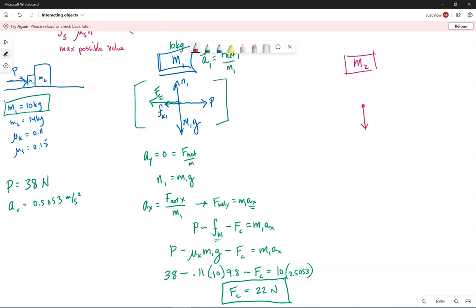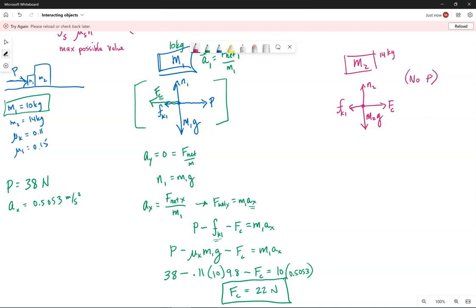So box 2 is, of course, feeling the pull of gravity. And by box 2, I specifically mean the 14 kilogram box, the one on the right. There is a normal force. There is a contact force that represents box 1 pushing on box 2. There's a force of kinetic friction. There is no force P.